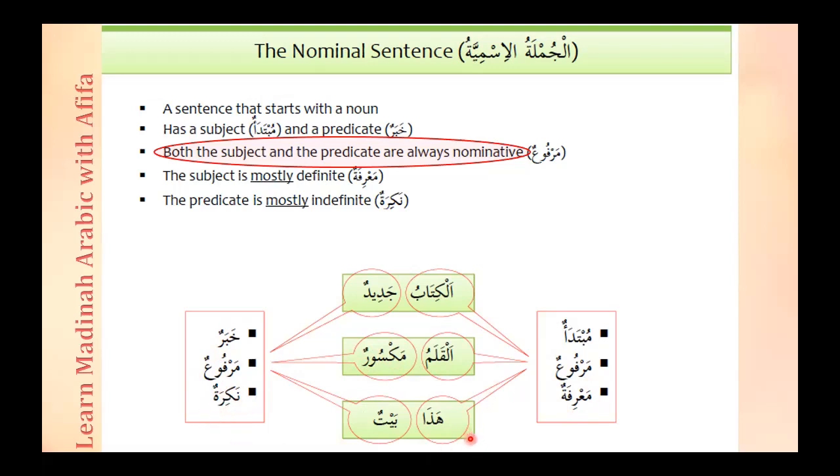Now, third example, hadha baytun. Okay, so this is a house. This is the mubtada, because even though you don't see the al in front of it, this is definite. We will study about hadha in a future lesson. This is definite by its nature. We are getting the khabar on it. This is a house. So baytun is the khabar. It is marfu'un, and baytun is nakiratun, which means it is indefinite.